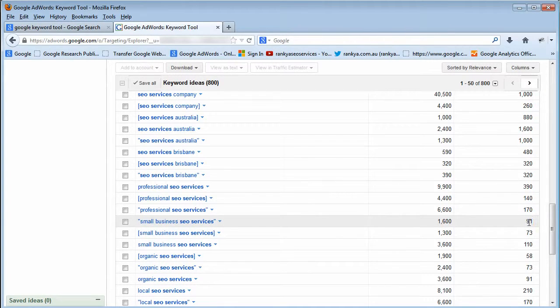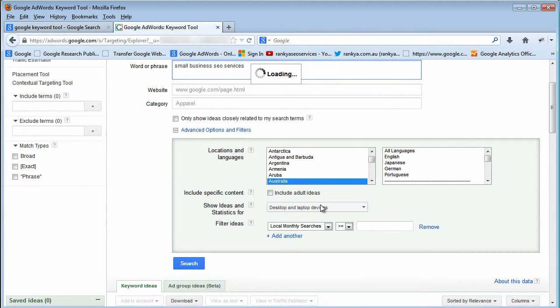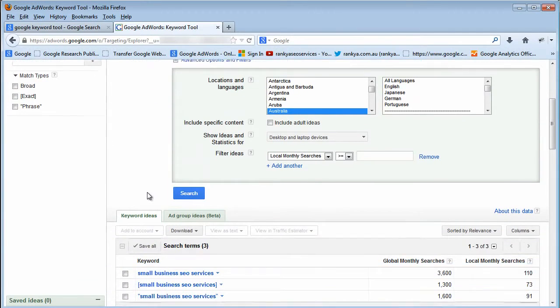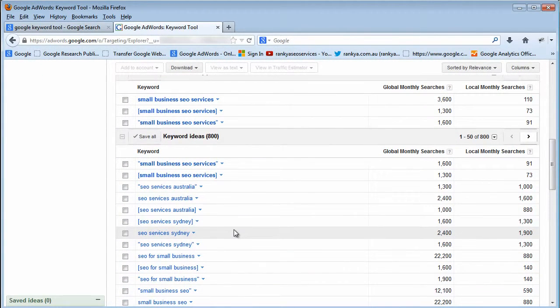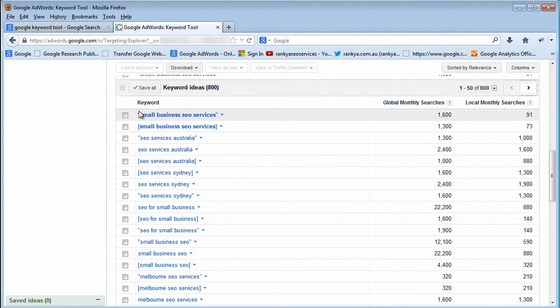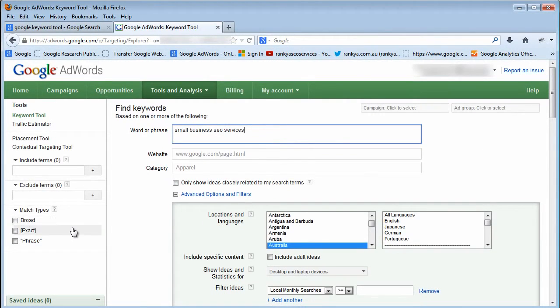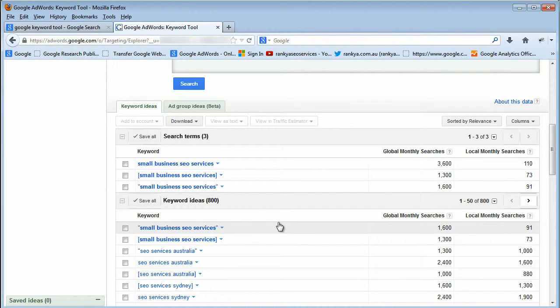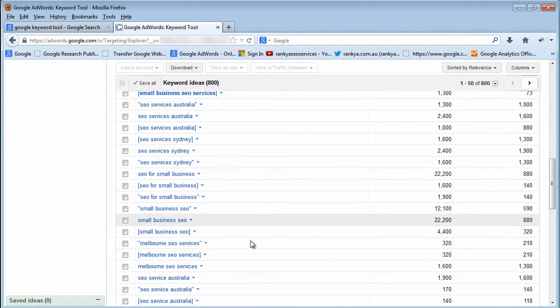At this stage you may think, well, local monthly searches, 91 searches per month, that's not smart. No, it is smart when we really understand what's going on. So I want to tell Google to show me more like that. Okay, so it's showing me more like that. Now, the things that you see here, quotes and brackets and so on, they are related to match types. For organic rankings we don't really have to worry about that much at this stage, right?